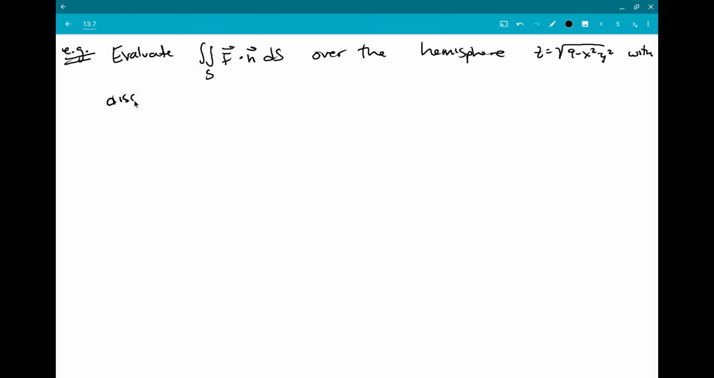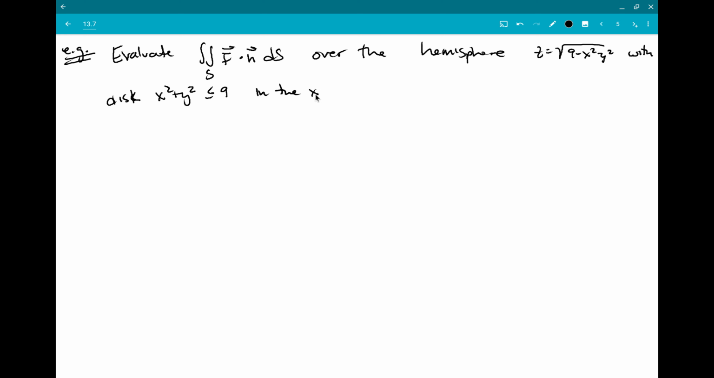with disk x squared plus y squared less than or equal to 9. Sorry, your book is telling me that that disk is spelled with a K.